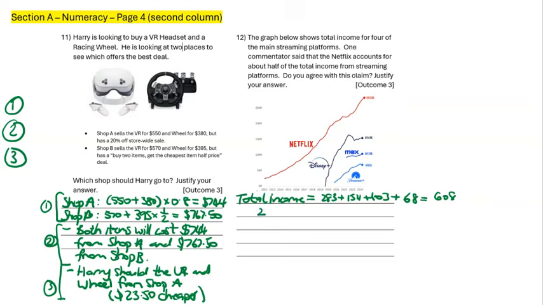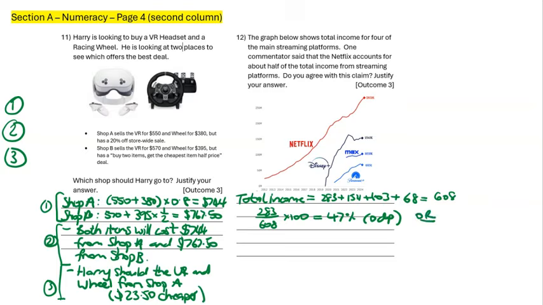So if we go 283 divided by 608 times by 100, this is going to give us the percentage of the total share of income that Netflix has. And when I did that, I got 47%. That had a 0 DP rounding, so that was a rounded number. And we can see that number there is pretty close to 50%, right, which is a half. So based on that, the commentator is probably good.